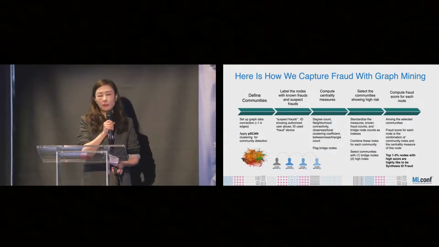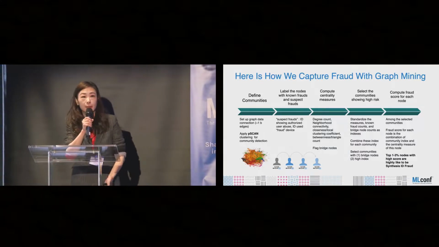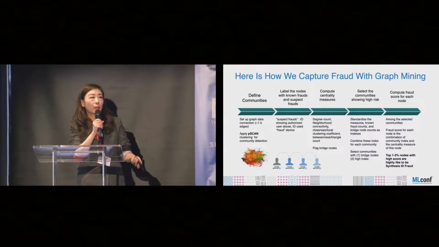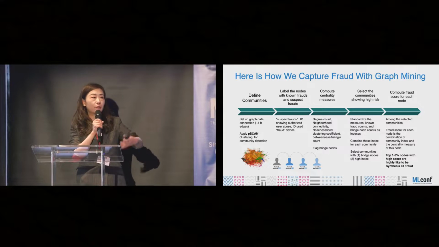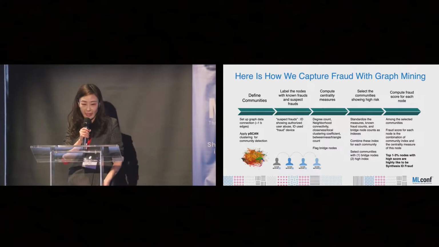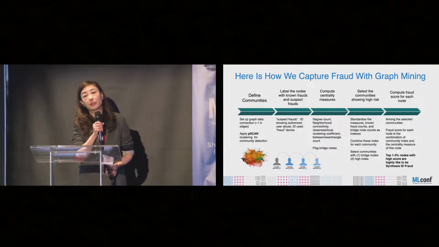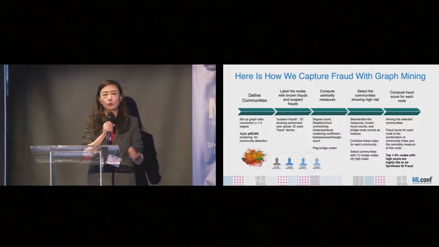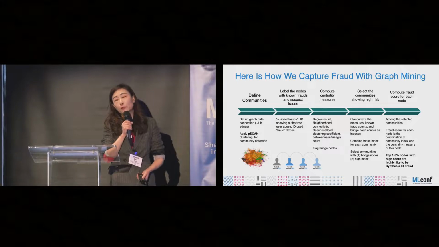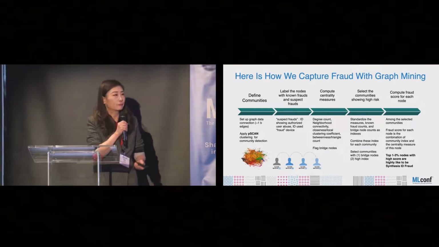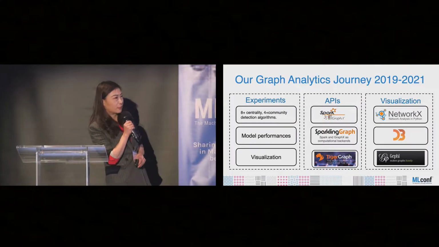Actually, we can do a little bit more. Sometimes we not only give our customers and users the list of communities, but we are also able to assign a quote-unquote fraud score to every single node in a given fraudulent community. The benefit is that many times fraud investigators in the bank are going to review the cases and do more verification. Giving them a fraud score rank order for each node really helps make their job much easier. Okay, all right. So this concludes our approach for today.